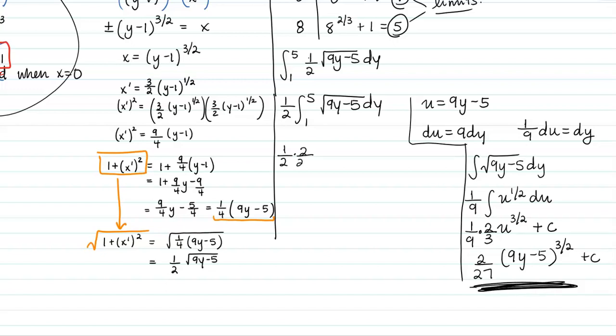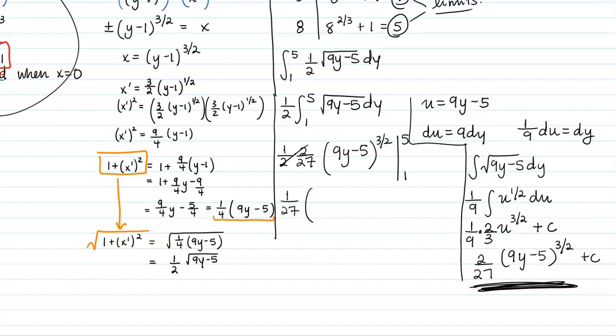So I'll put a 2/27 right here. And then this (9y − 5) raised to the 3/2 power needs to be evaluated from 1 to 5. Those 2's cancel. I'm left with a 1/27 on the outside.